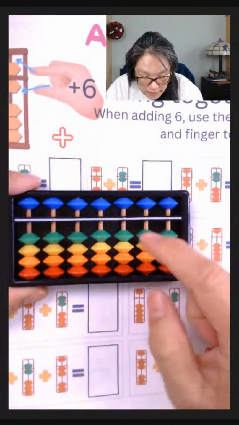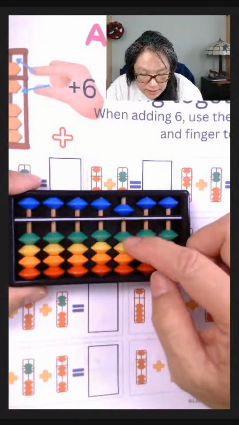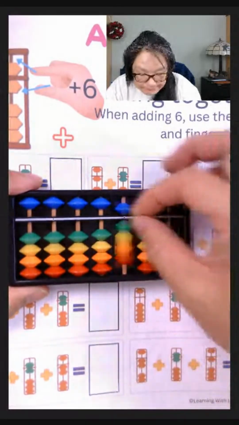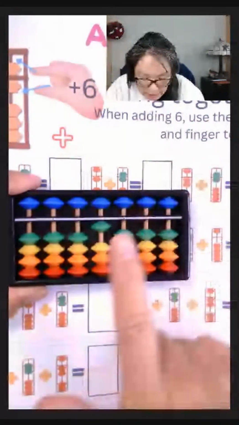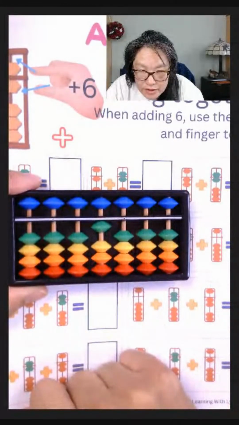This? 1, 2, 3, 4, and then 5. And then 6, 7, 8, 9. That's it, 9. And then we have 10. That's it, 1 and 0. Let me know if you have any questions.